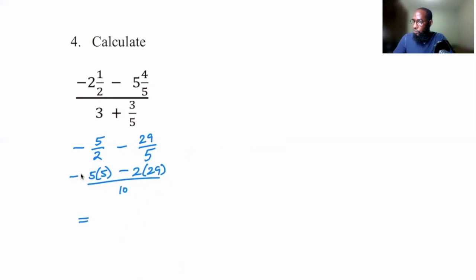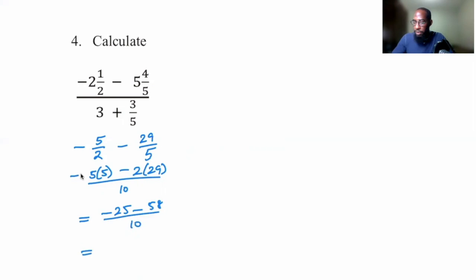We have negative 25 minus 2 by 29 is negative 58 over 10. All right, negative 25 minus 58 is negative 83 over 10. So that's the answer for the numerator part. Let's deal with the denominator part.